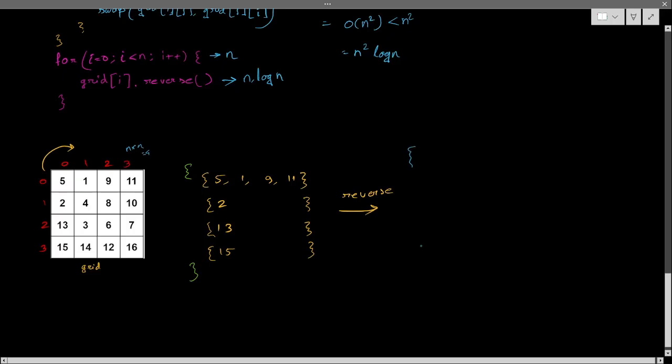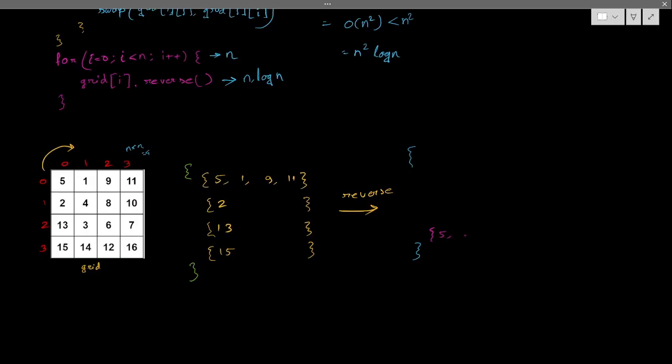This row with 5 will come at the end, obviously, since it's a reverse. So this first row, 5, 1, 9, 11, goes last. Then comes 2, 4, 8, 10. Then 13, 3, 6, 7. Then it becomes 15, 14, 12, 16. This is the result after reversing the outer array.